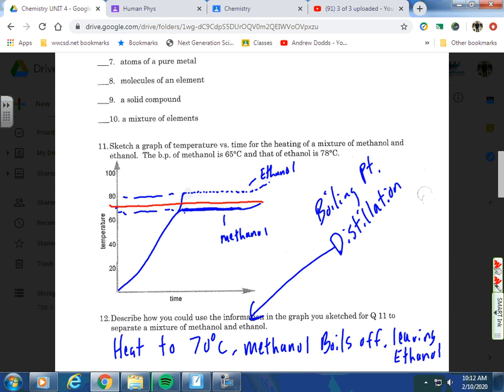And technically with distillation, we would also collect the substance that's being boiled off. The main idea is to know that distillation is based on the boiling point of different substances. That will be what you're asked on the test. We all set with this?